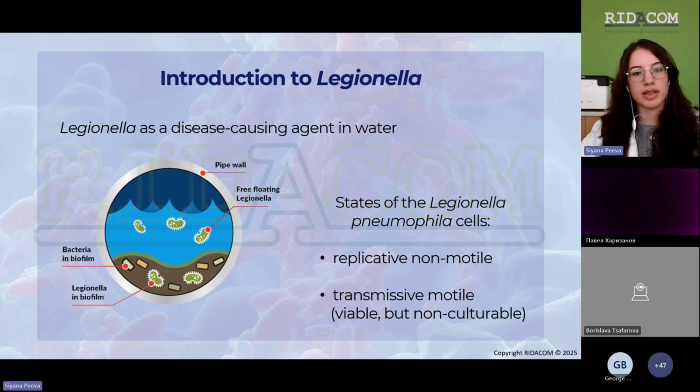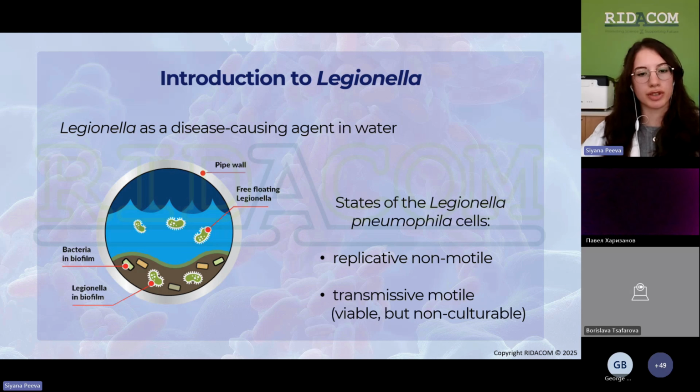But here we have to say that Legionella pneumophila has 2 different life states. One is the replicative non-motile state. The other is the transmissive motile state, which is also very widely known as the viable but non-culturable state, because in this state, the cells cannot grow in culture media, in nutrient media, and cannot form colonies, so we cannot detect them through culture methods. So the replicative non-motile state is the state where Legionella is in favorable thriving conditions, so it can use all the nutrients to replicate, and it doesn't move.